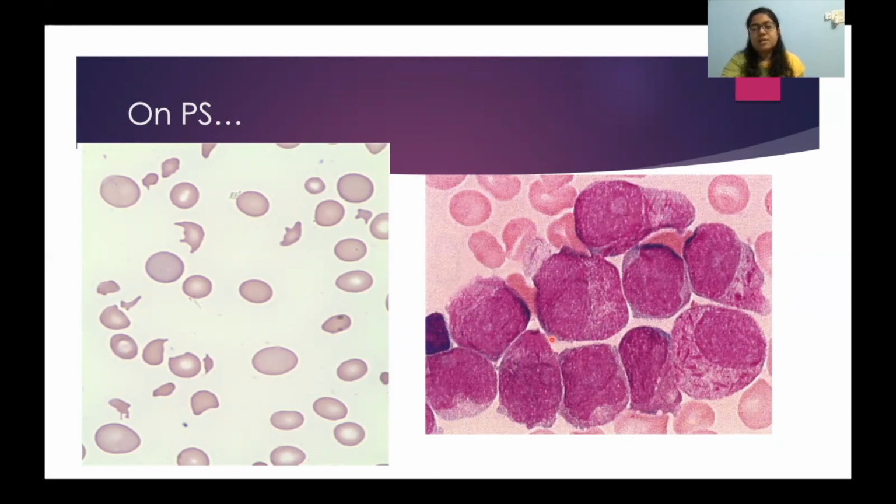So these are the abnormal promyelocytes. This is the hypergranular variant where we can see that the cells are large with abundant granular cytoplasm and multiple Auer rods present in the cytoplasm. A cell with multiple Auer rods is called a faggot cell.